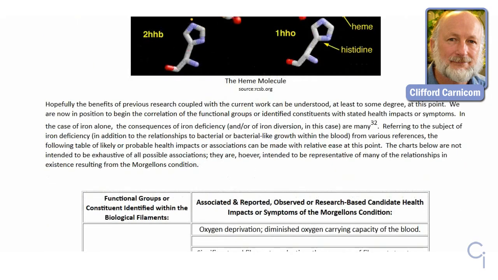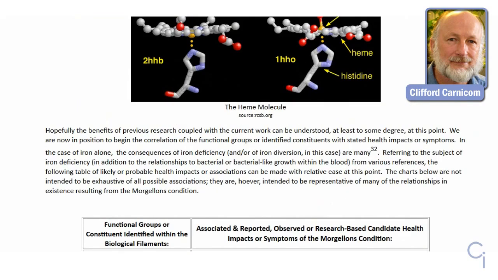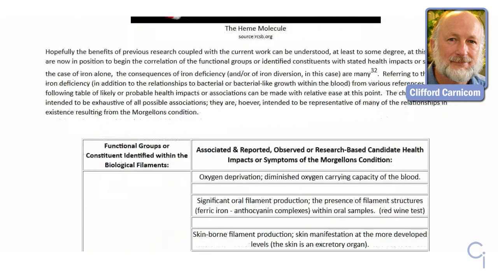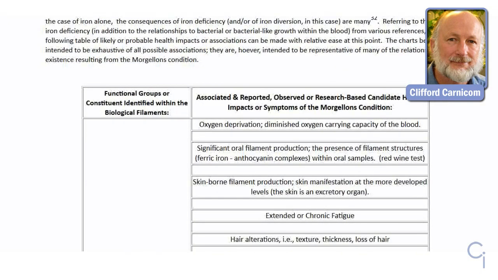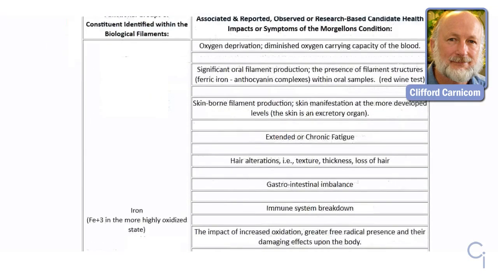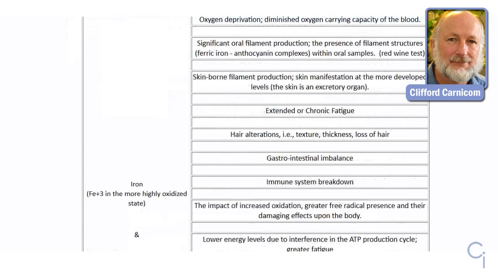So you can't go messing around with the oxidation state of that iron and expect your blood to work. Now, we then get to the table. What the table does is it'll put the item on the left side. In this case, iron. You'll see it on the left side. It'll say iron in the highly oxidized state, right?